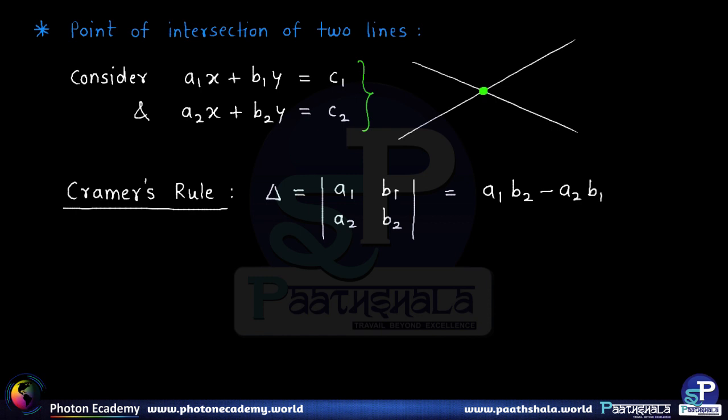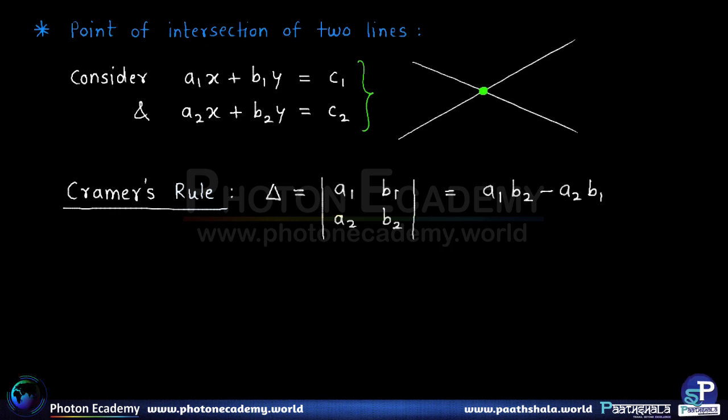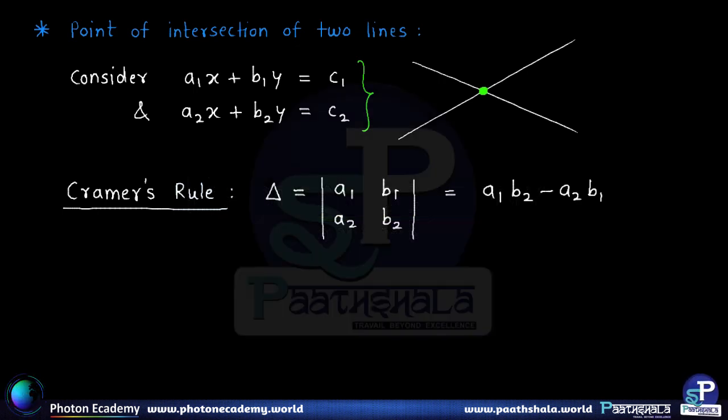To evaluate this 2 by 2 determinant, which is just a square arrangement of numbers, we calculate the product of diagonal elements, and from that we subtract the product of the other two elements, which are non-diagonal elements. That's the way to evaluate the determinant. That is the first determinant, which is delta.